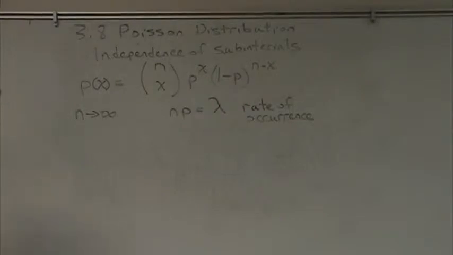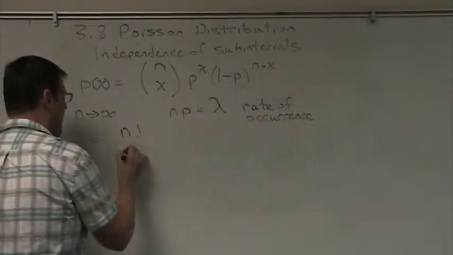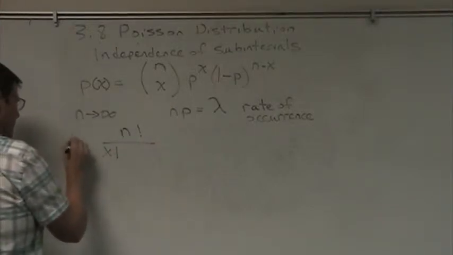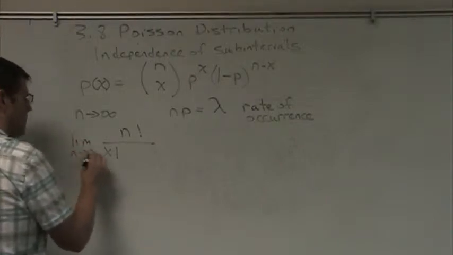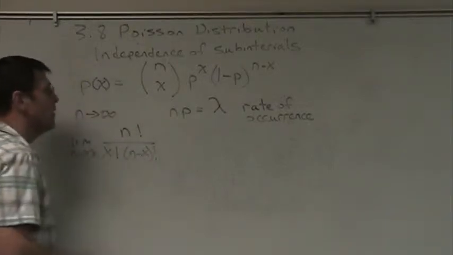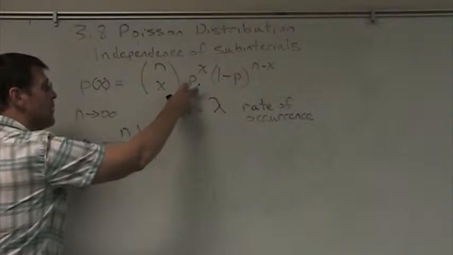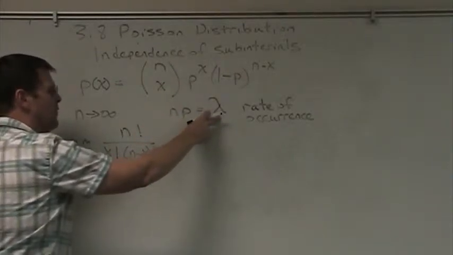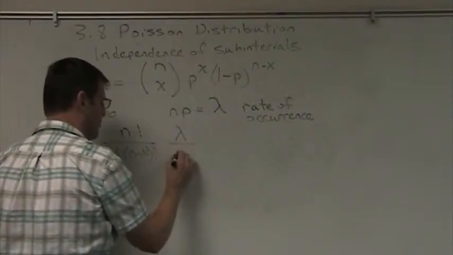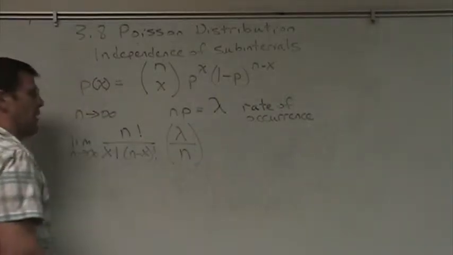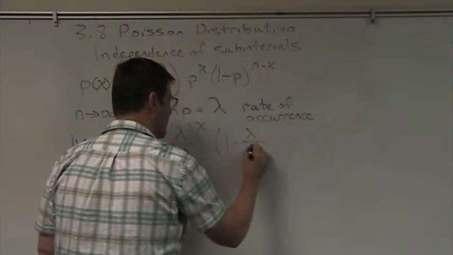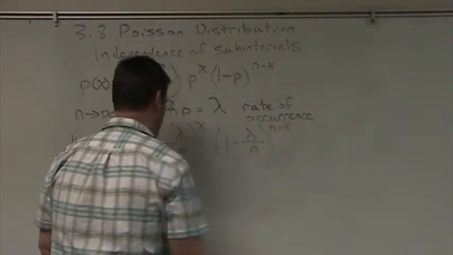So, if we start writing this out, we've got n factorial over x factorial, to put our limit in there, times n minus x factorial. And we've got p to the x, but over here we have n times p is equal to lambda, so that'll give us p is equal to lambda divided by n. I'm going to make that substitution. So we've got lambda over n raised to the x, and then we have 1 minus lambda over n raised to the n minus x.